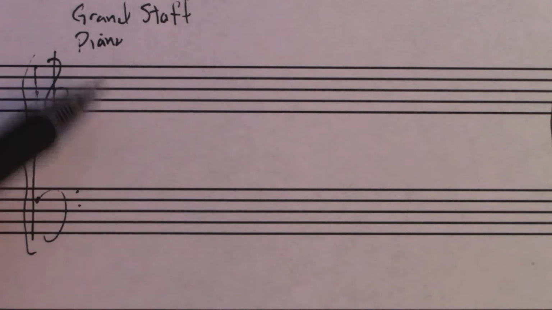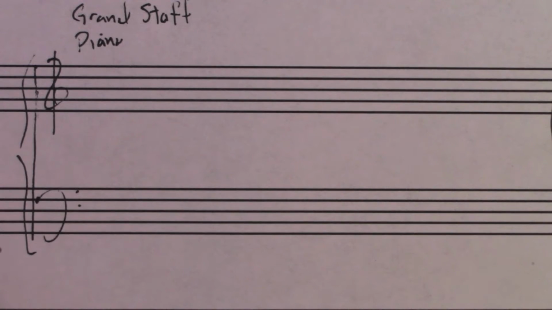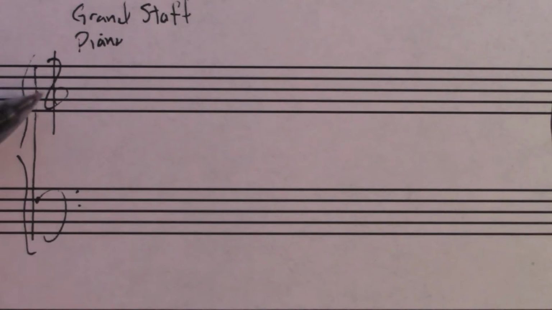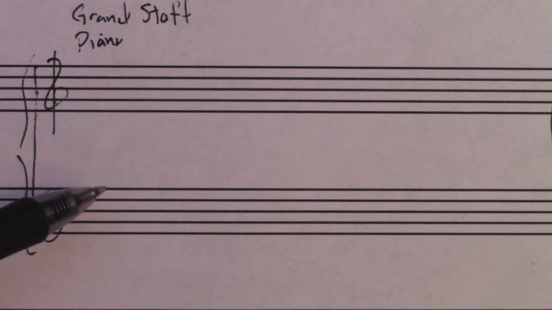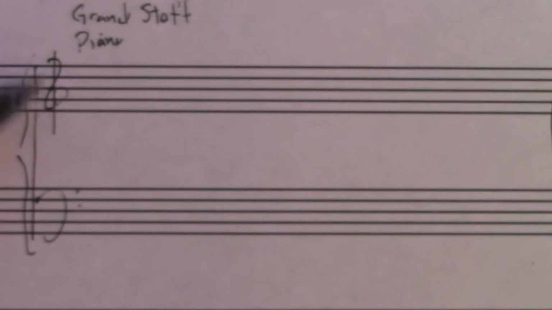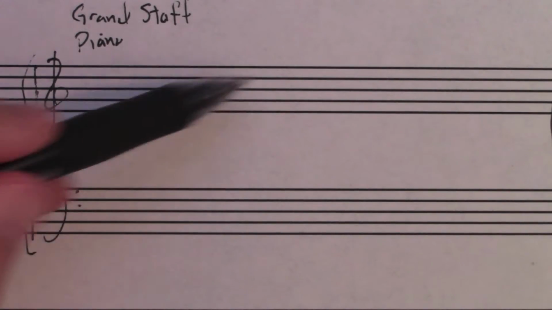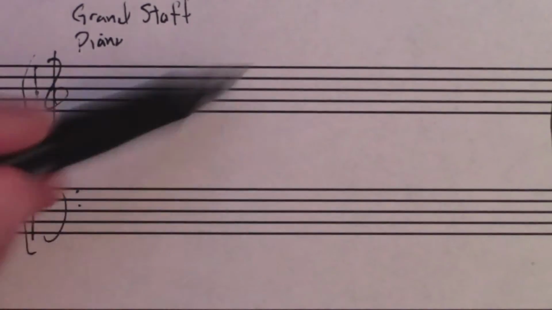It is two staves, that's the actual plural, two staves that are connected. Usually a treble clef and a bass clef, but they don't have to be. In piano music, you will often see two treble clefs or even two bass clefs. But the important thing is this is all just one big combined staff.